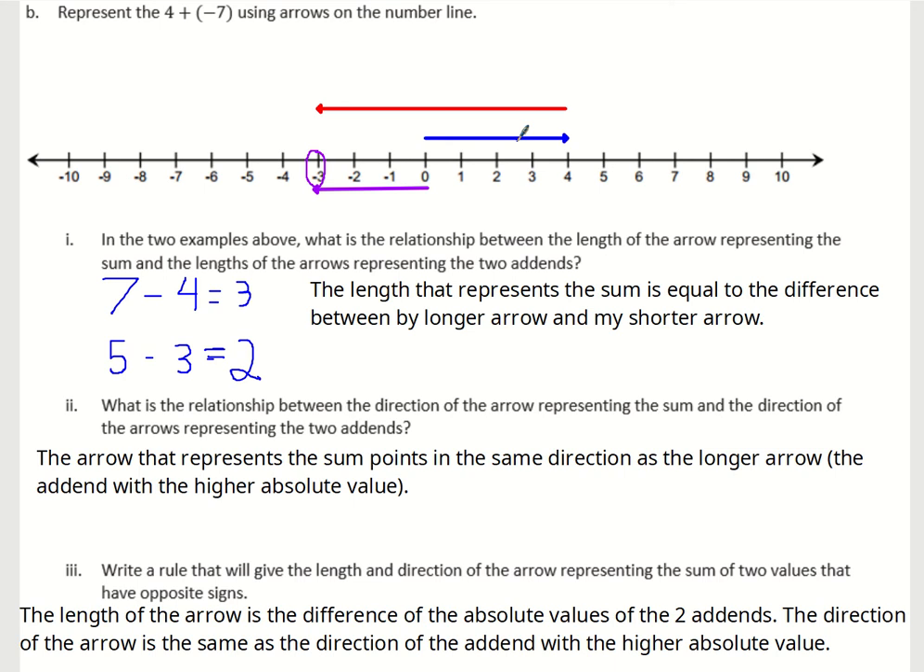So when they had the same sign, I added together the absolute values. When they have different signs, I'm going to subtract their absolute values. You might remember that we did something very similar to this back in the last module, back in one of our 6th grade modules. We did something very similar to this when we were working on the length of line segments on our coordinate plane.